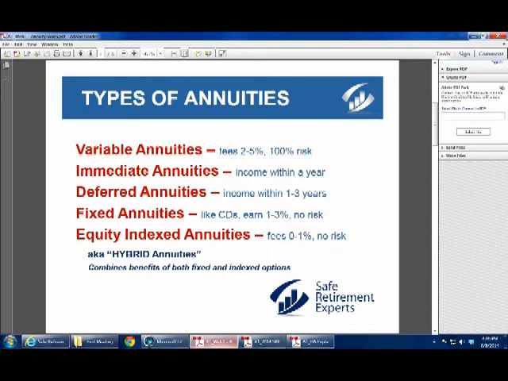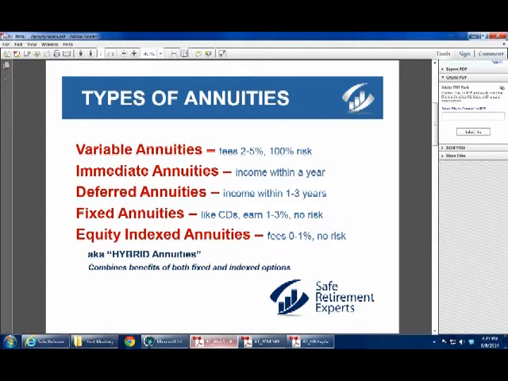Variable annuities, which are, in my opinion, very expensive, between 2 and 5% in various fees. And here's the problem. The word variable should cause you an alarm right there. Everything varies. The fees vary. Your returns can vary. Your negative returns can vary. Your money's 100% at risk.